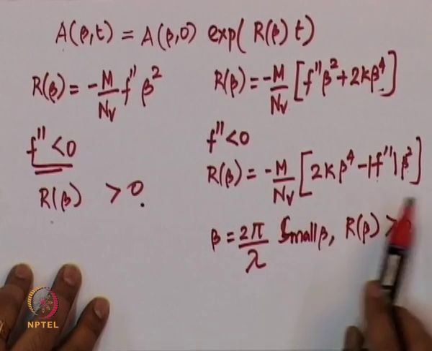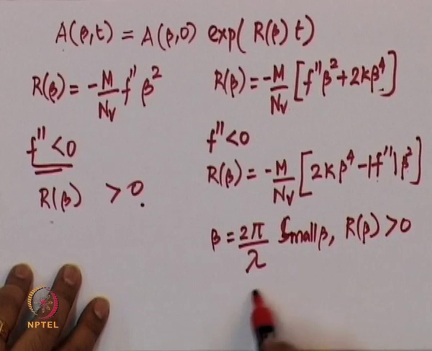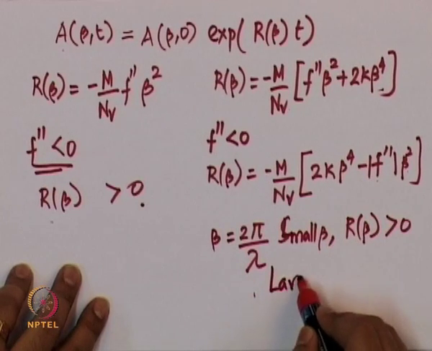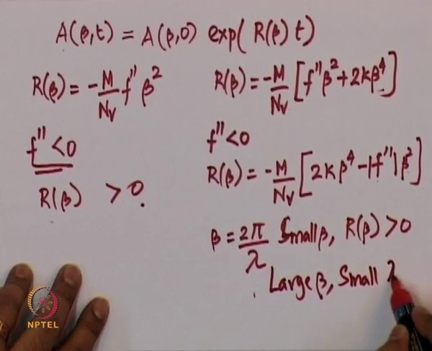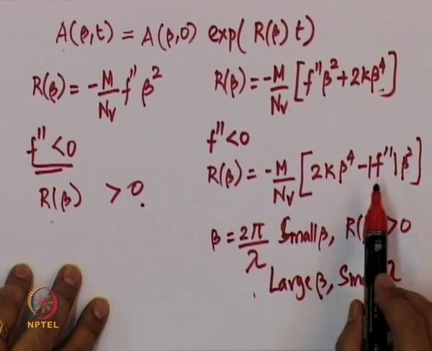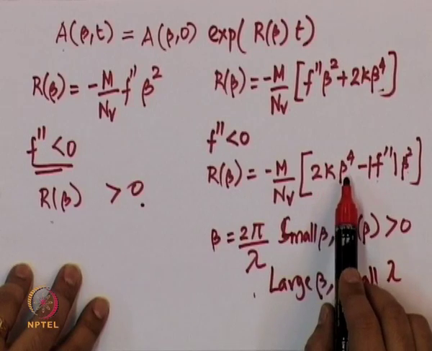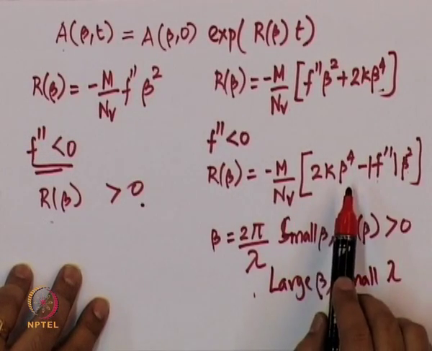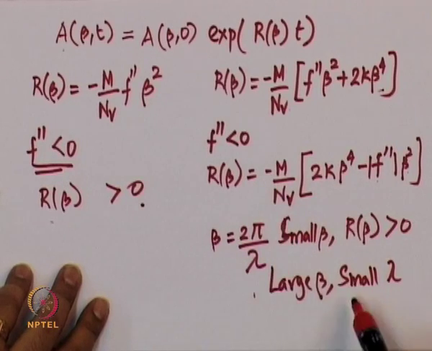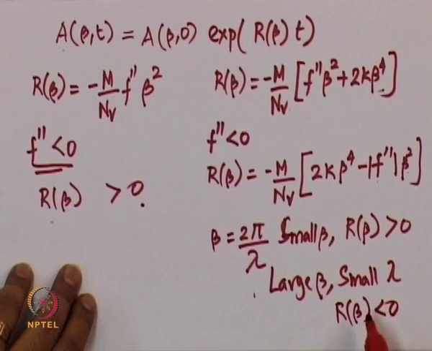However, when you go to large beta, that is small wavelengths, small lambda, you can see that this term becomes dominant. So the quantity within the square bracket becomes positive, which means this becomes negative. So R beta becomes negative. What does this mean?